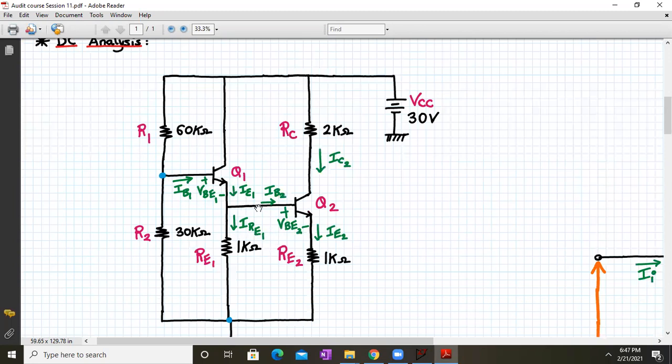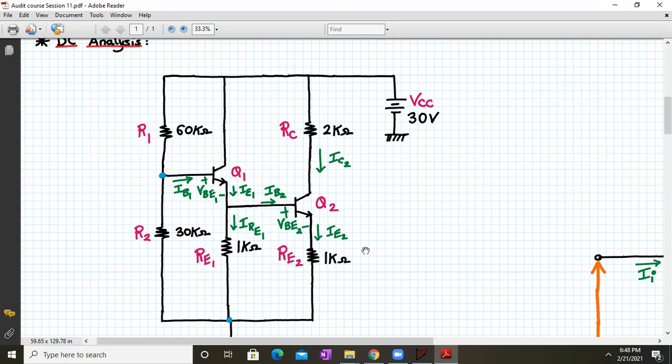Now, if you see carefully at this node, we have incoming current as IE1 and outgoing currents as IRE1 and IB2. So this extra current we have to take into consideration. Then we have VBE2 for transistor Q2 and IC2 and IE2. So for DC analysis we need to determine first all the terminal currents and the voltages.